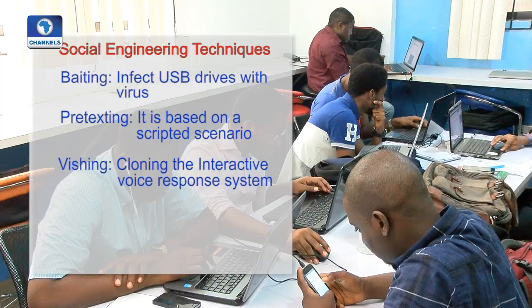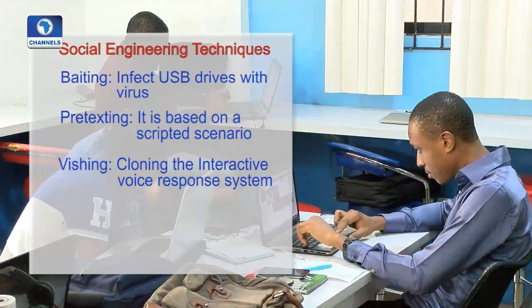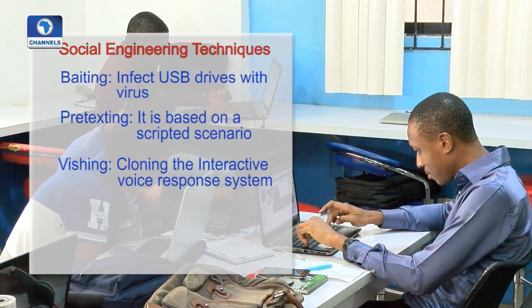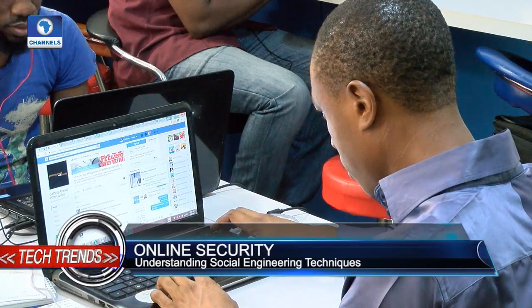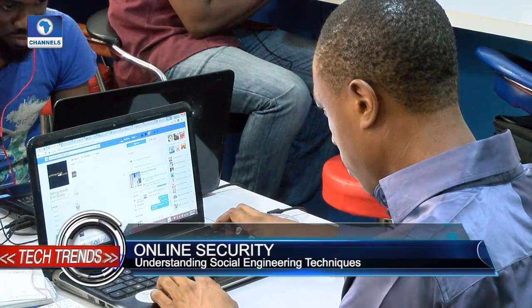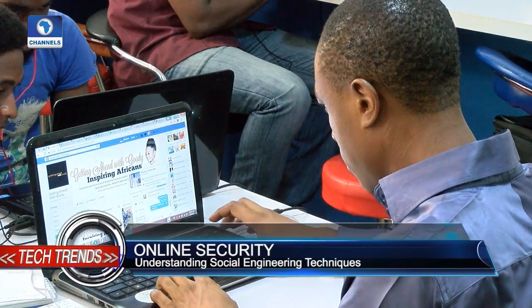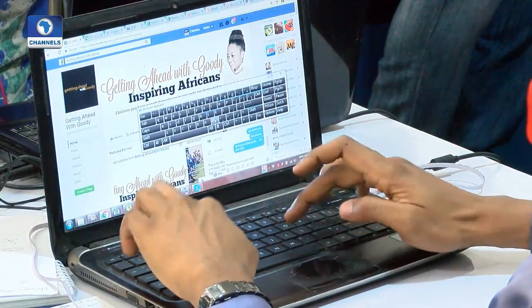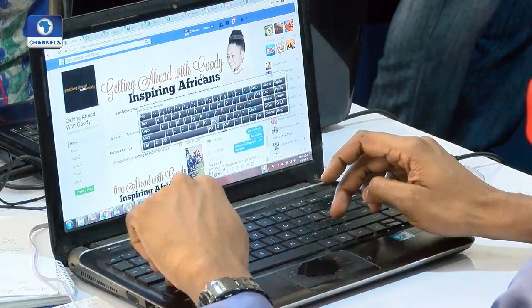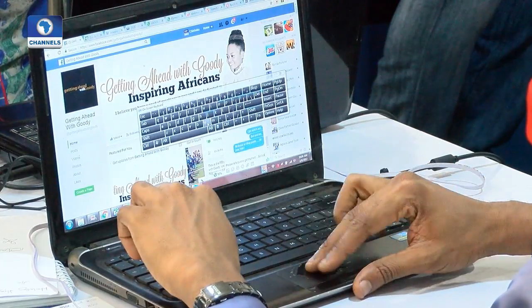Vishing. This is a type of social engineering in which some hackers clone the interactive voice response system of a company. The hackers might attach it to a free telephone number, trick people into calling the number and entering their details. It's usually targeted at large sets of individuals. The mistake we often make is that we don't even think twice entering our information on IVR systems.